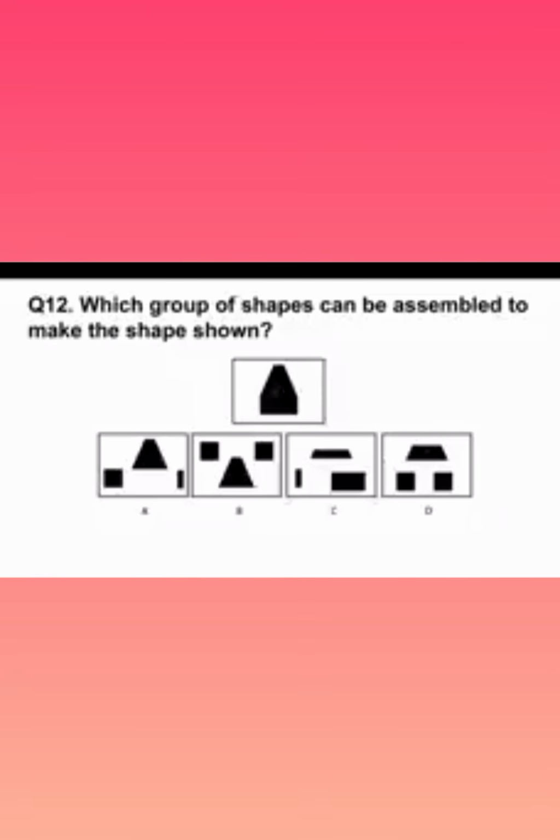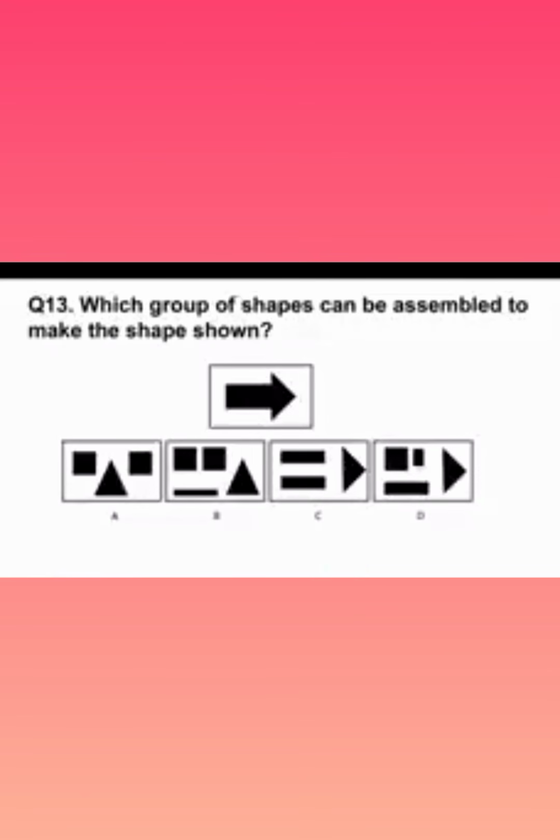So if we look at B, that flat top triangle is the same, and if we add those two squares together, that will form that rectangle. So the correct answer is B. Question 13. Which group of shapes can be assembled to make the shape shown? So that arrow pointing to the right, which of these groups of shapes can be assembled to make that shape?